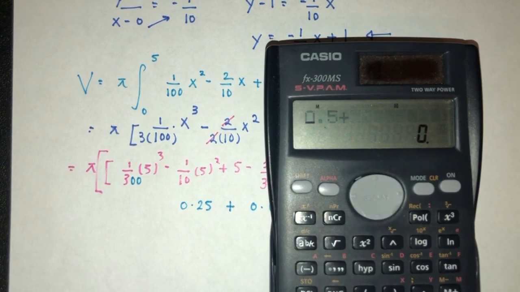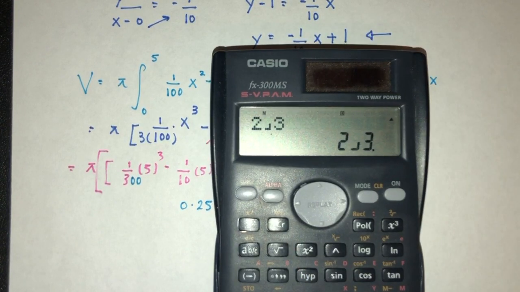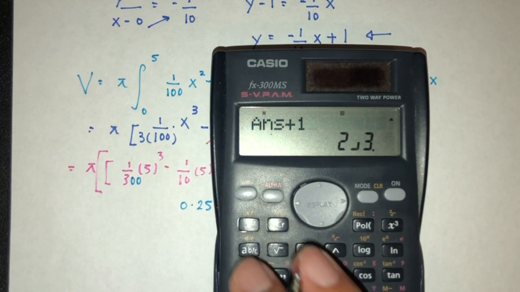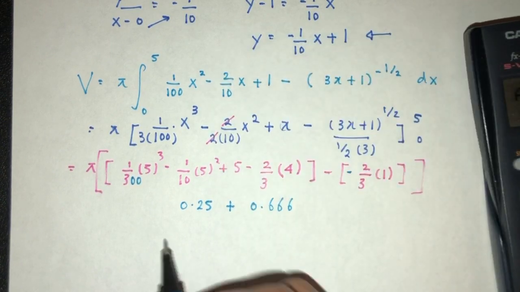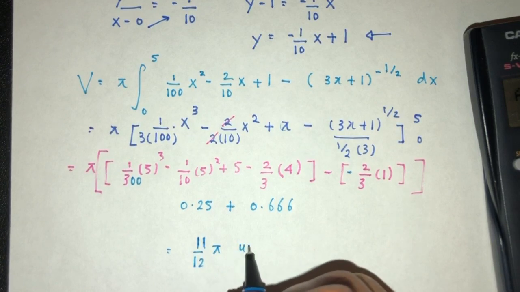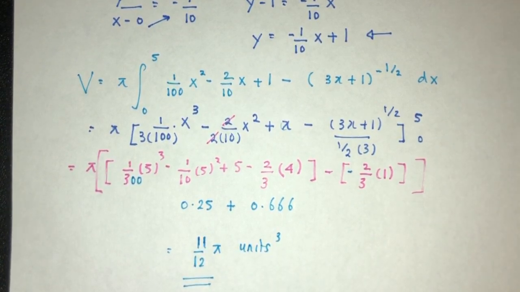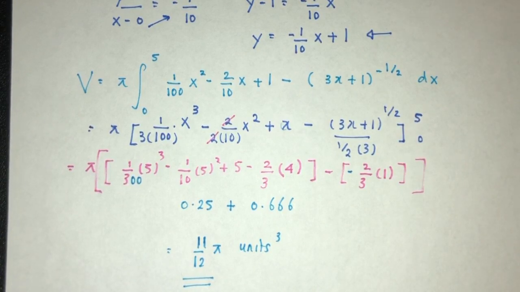0.25 plus 2 over 3 is this, plus half, so 1 over 4 should be this. So the volume should be 11 over 12 pi units cubed. You can of course simplify this to decimal places, and you will have to provide this to 3 significant figures, but if you want to provide the exact value as well, that is okay.